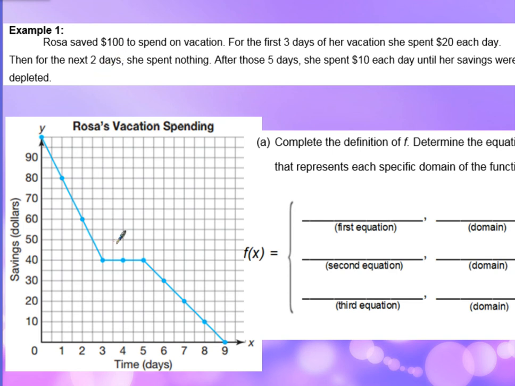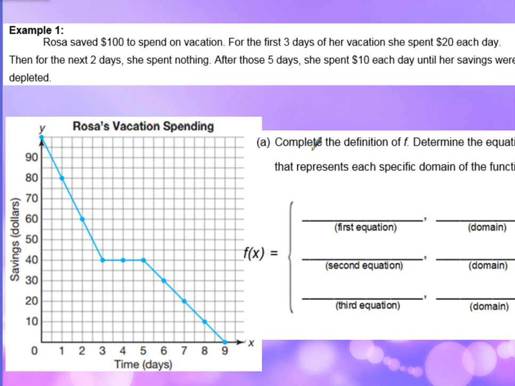Do you see down below in the graph how we would represent that she spent nothing? Notice from day 3 to day 5, her savings is staying constant at $40. Hence, she is spending nothing. After those 5 days, she spent $10 each day until her savings were depleted, which means all used up. So, we have the graph here that represents Rosa's vacation spending.